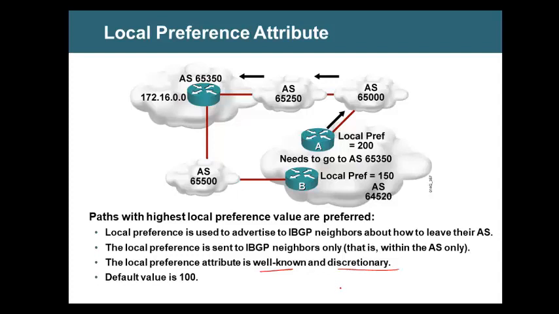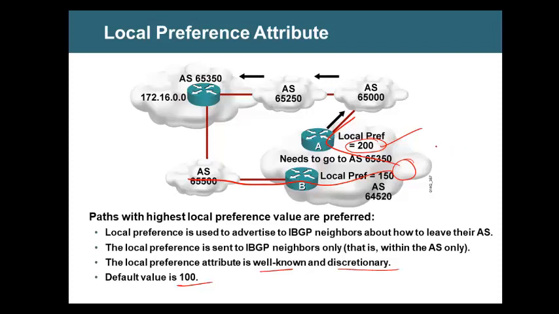Now, what is local preference? Local preference is a numerical value that you set on a router. If you don't set it, the default value is 100. If you set a higher value on one of the routers, and you have multiple exits, the router with the higher value will be the preferred exit. The router with a higher local preference will be a preferred exit.